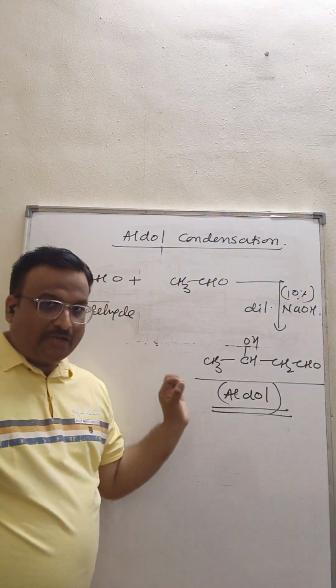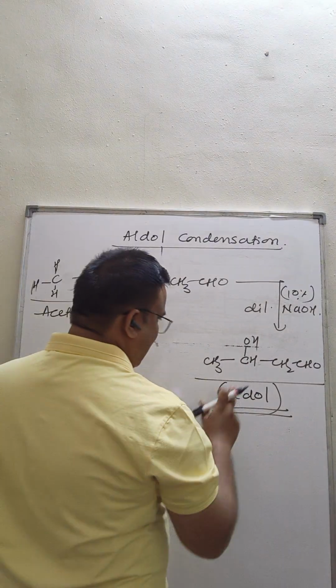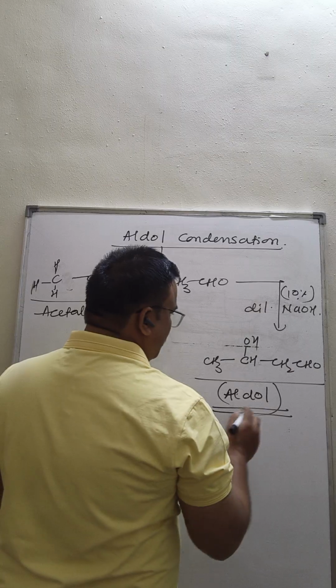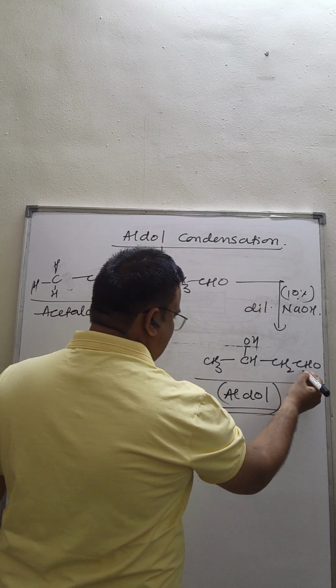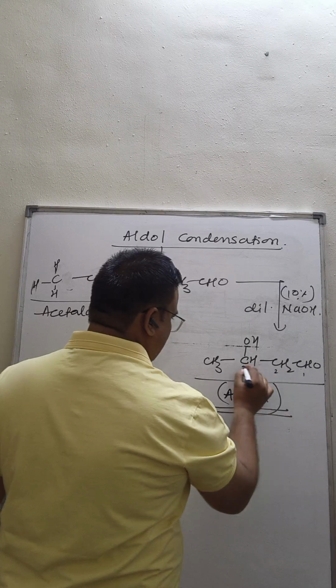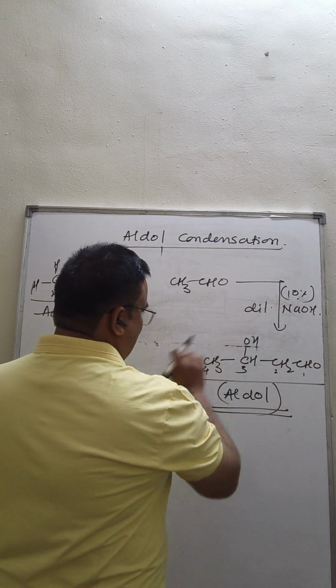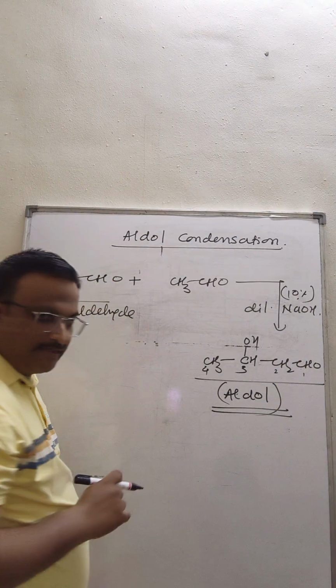But its actual IUPAC name or common name we can write. First we'll see the IUPAC name. So what could be the IUPAC name of this molecule? Look, we'll start with this carbon atom as it has the higher priority. So 1, 2, 3 and 4. So the third carbon atom has a hydroxy group, and the first carbon atom has an aldehyde group.